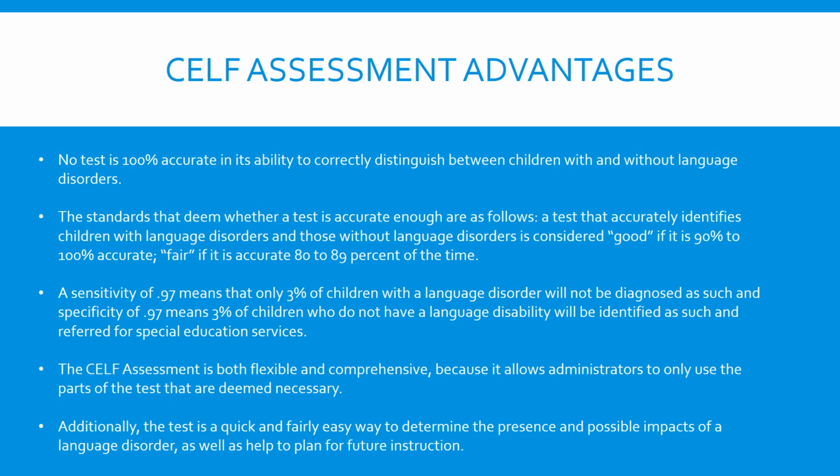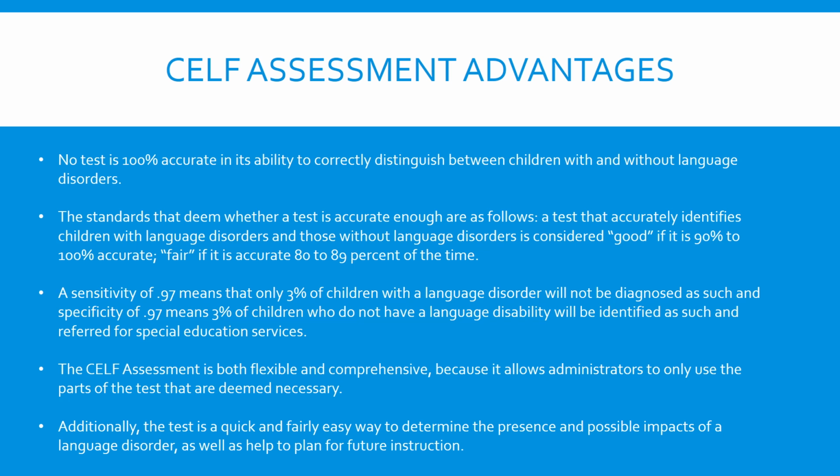There are some advantages to the self-assessment. So no test is 100% accurate in its ability to correctly distinguish between children with and without language disorders. The standards that deem whether a test is accurate enough are as follows. A test that accurately identifies children with language disorders and those without language disorders is good if it is 90 to 100% accurate, fair if it is 80 to 89% accurate.